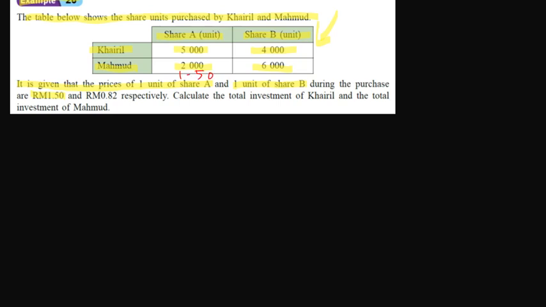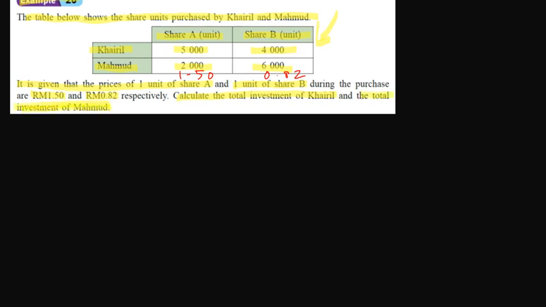150. And then for share B it is 0.82 cents, or 82 cents. So this is 0.82. Okay, and then you are asked to calculate the total investment of Khairil, and the total investment of Mahmoud.